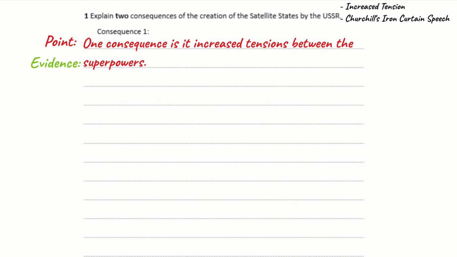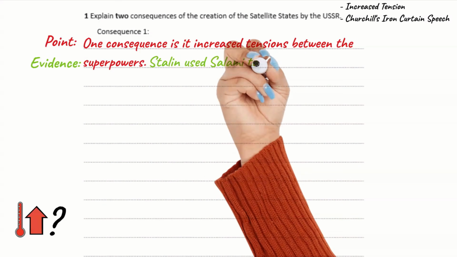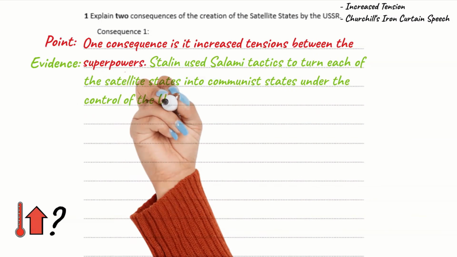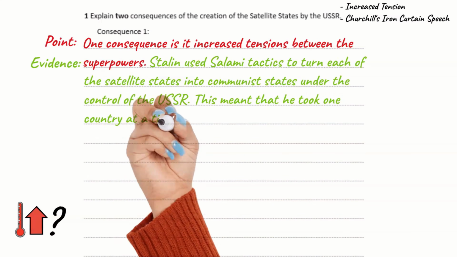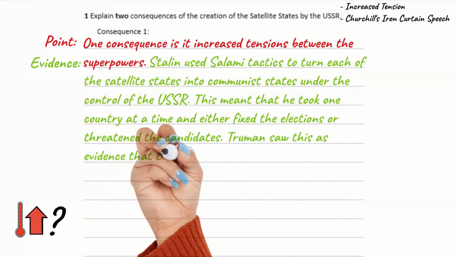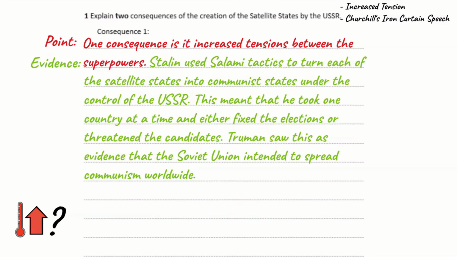Here we need to add details of what happened. In this case we're looking for details of where the tension between the superpowers increased. So I'm going to add Stalin used salami tactics to turn each of the satellite states into communist states under the control of the USSR. This meant that he took one country at a time and either fixed the elections or threatened the candidates. Truman saw this as evidence that the Soviet Union intended to spread communism worldwide. So that's plenty for our evidence.